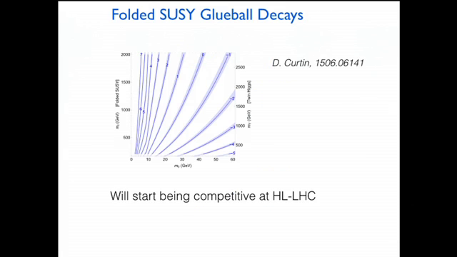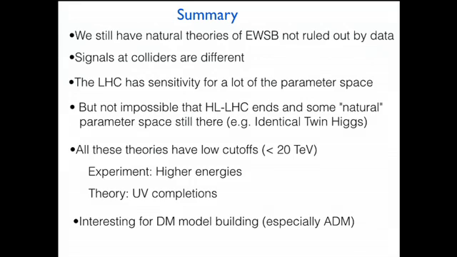So I'm going to skip this, and I'm just going to summarize. We still have natural theories of electroweak symmetry breaking that are not ruled out by data. It's true the signals at colliders are different. I didn't have time to talk about this, but for example, in folded SUSY, glueballs can be produced, both in this quark production they will be emitted, and also the Higgs could decay to them, and these glueballs will actually have displaced vertices or interesting decays, and so in principle there are interesting signals for these glueballs.